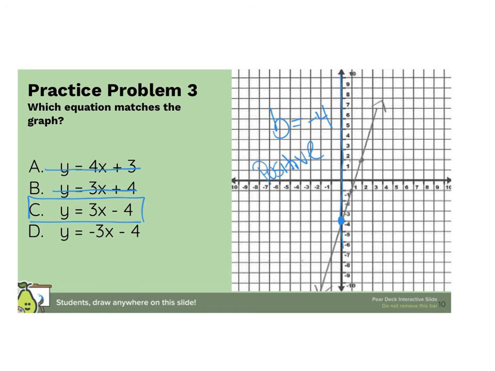And just to prove it, if I go up 1, 2, 3, and then to the right 1, 2, 3, and to the right 1. So the slope is 3. Y-intercept is -4. Sometimes you don't have to find everything if you start eliminating answer choices with what you do know. You're going to do 3 more, and then it'll be time for your exit ticket.